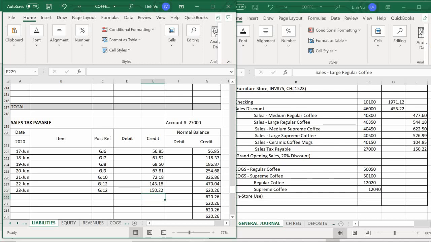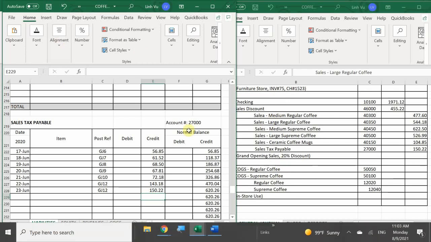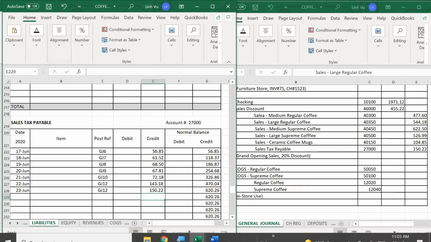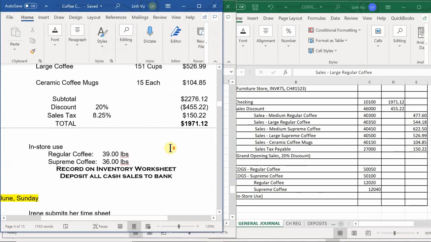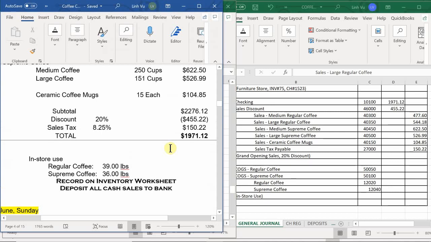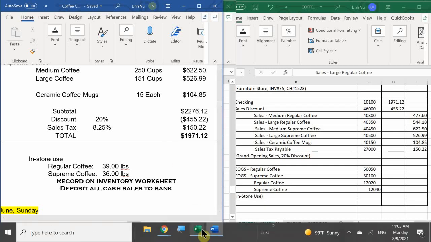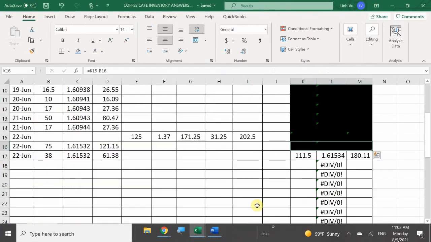Okay. So now that we finished all the accounts in my journal and I posted all into the ledger, now let's go ahead and see how much inventory I actually need to update. So in this case, for the 23rd sales, I use a total of 39 pounds of the regular coffee and 36 pounds of the Supreme coffee. Okay, so 39 and 36. So we're going to move to our inventory worksheet.